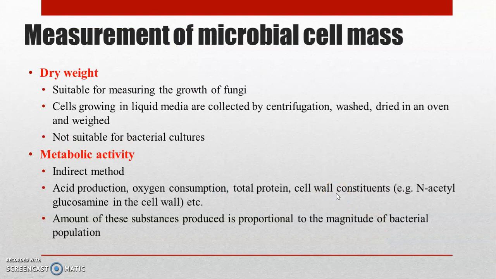The microbial cell mass can be measured by the dry weight method, by measuring metabolic activity, or by turbidimetric methods. The dry weight method is most suitable for measuring the growth of fungi. The fungi, as they grow, will produce mycelia, and this mycelia can be collected by centrifugation. They can be washed to remove the adhering substances, then dried in an oven and weighed.